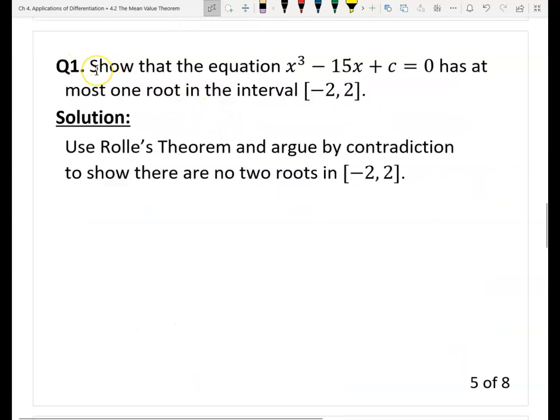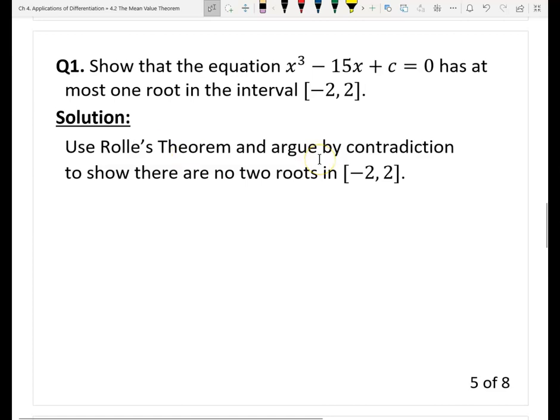Here is the first question. We have to prove that this equation has at most one root in the interval -2 to 2. We are going to use Rolle's theorem and a method called argue by contradiction to prove it. Of course, you know Rolle's theorem is just a special case of the mean value theorem, right? So this is just an application.